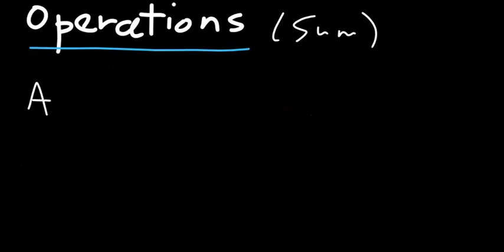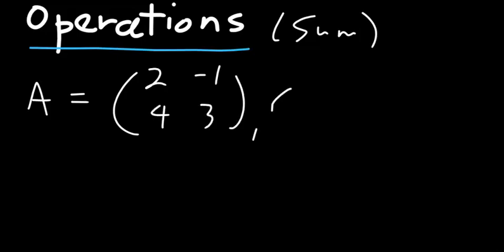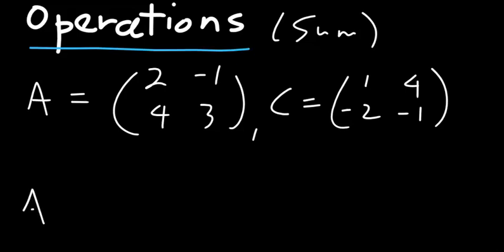Now let's assume you have these two matrices. They are 2 by 2 matrices. A is 2, minus 1, 4, 3. Matrix C is defined by 1, 4, minus 2, minus 1. So how do we do A plus C?